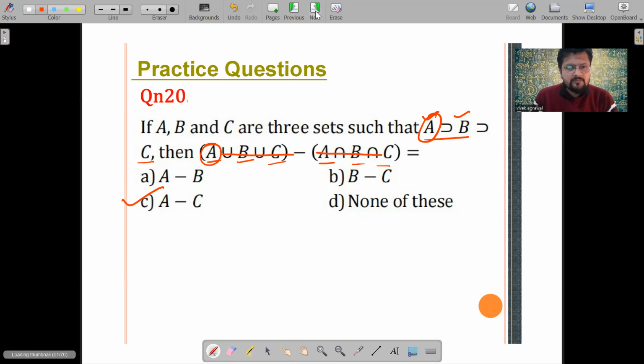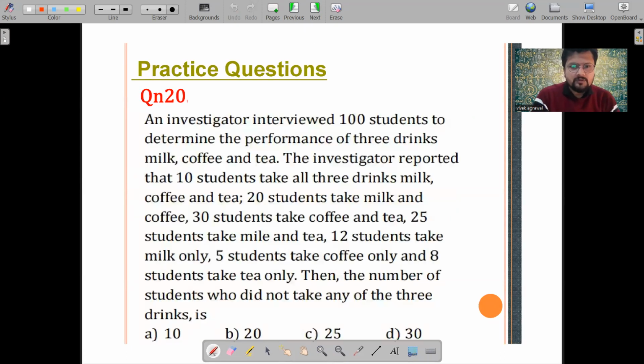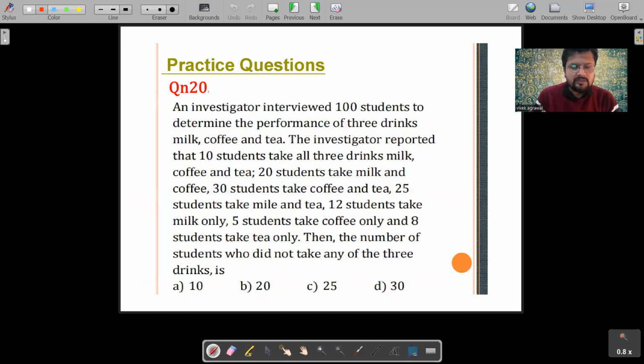Okay, now let's move to the next question. This is your question. An investigator interviewed 100 students to determine the performance of the three drinks, milk, coffee, and tea. The number of students who did not take any of the three drinks is. So for this, you have to create the Venn diagram for 3 sets, right? Try this question.